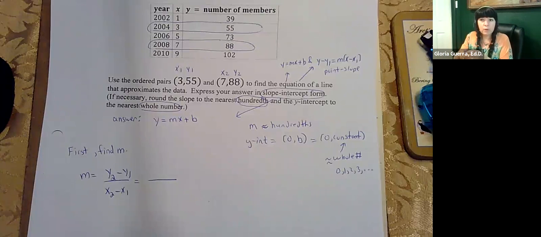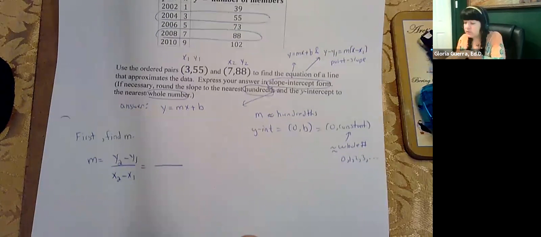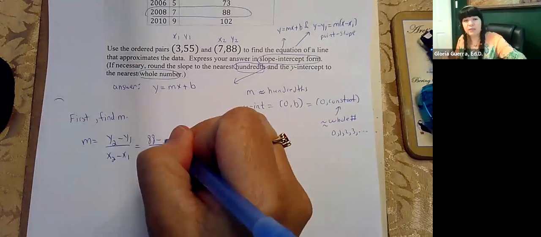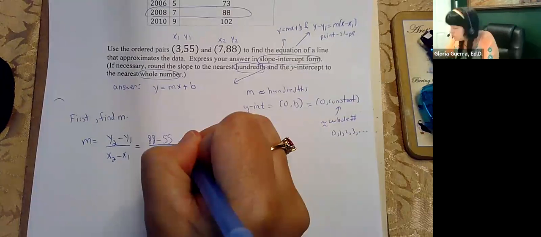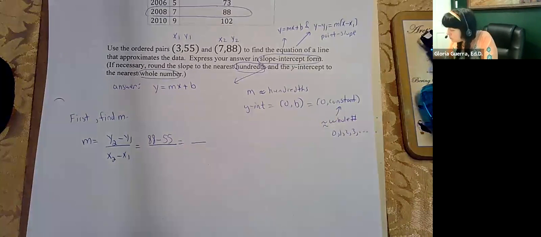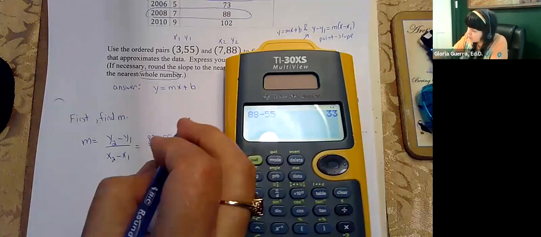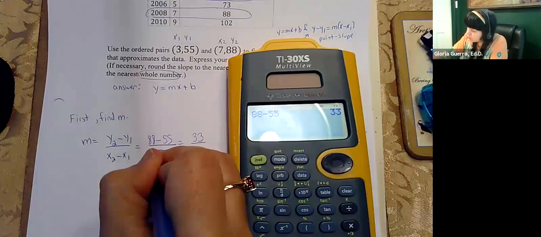All right, did y'all get 33 over 4, which as a decimal is 8.25? Is that what y'all got? y sub 2 is 88, take away y sub 1 is 55. So 88 take away 55 is 33. x sub 2 is 7, take away x sub 1 is 3. 7 take away 3 is 4.